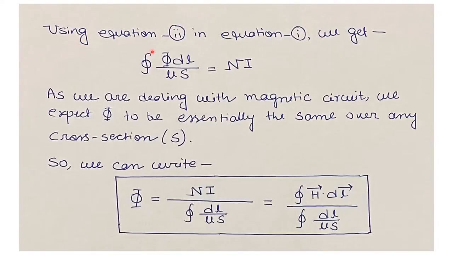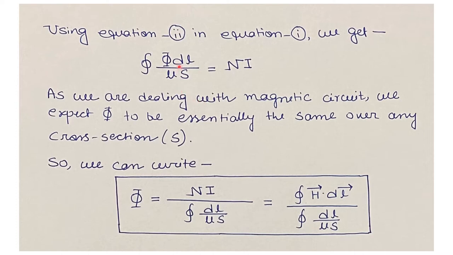Now we will use equation 2 in equation 1. Equation 2 was our magnetic field vector H equals phi by mu S, and equation 1 was from Ampere's circuital law, that is the closed path integral of H vector is NI. So if we use equation 2 in equation 1, then we will get the closed path integral of the magnetic flux phi times dl by mu S equals NI. Now we are dealing with a magnetic circuit, so we expect that our magnetic flux phi is essentially the same over any cross section S.